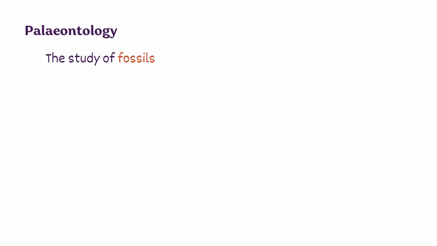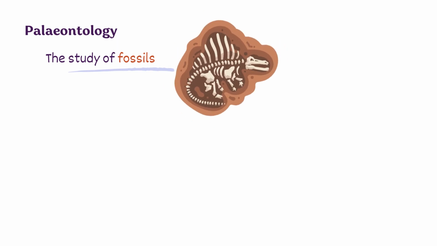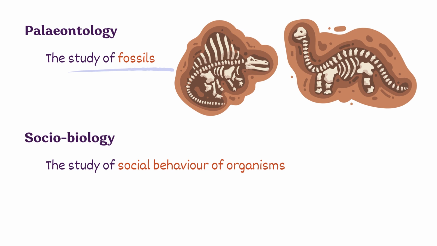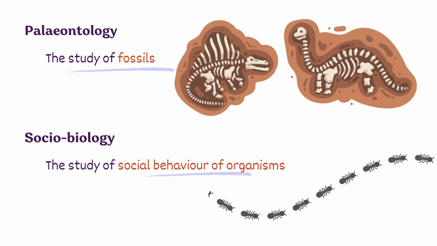Paleontology is the study of fossils. It is the study of ancient creatures like dinosaurs that once lived on our planet. Sociobiology, on the other hand, explores the social behaviors and interactions of living organisms, such as ants working together.